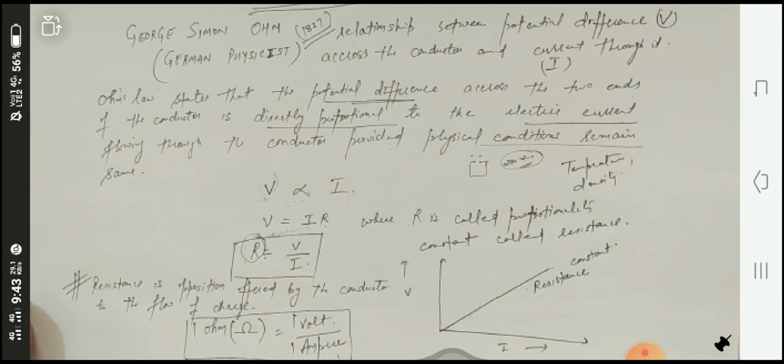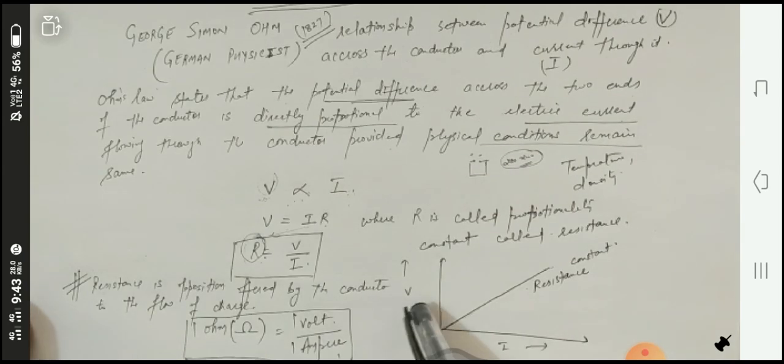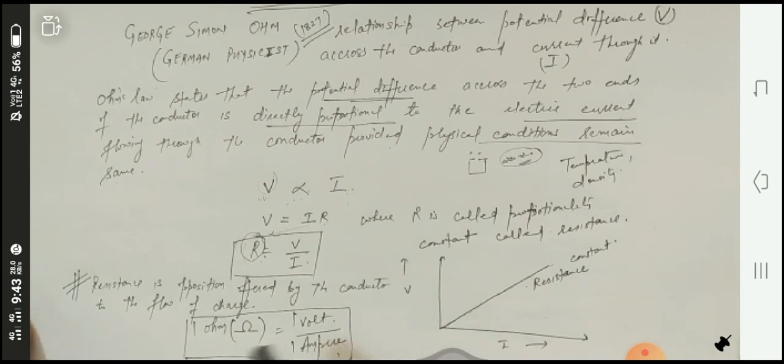So resistance is the opposition offered by the conductor to the flow of charge. SI unit of resistance is ohm. Fine. So 1 ohm is equal to 1 volt upon 1 ampere. Meaning to say resistance is said to be 1 ohm if the potential difference across the two ends of the conductor is 1 volt and the current flowing through it is 1 ampere.